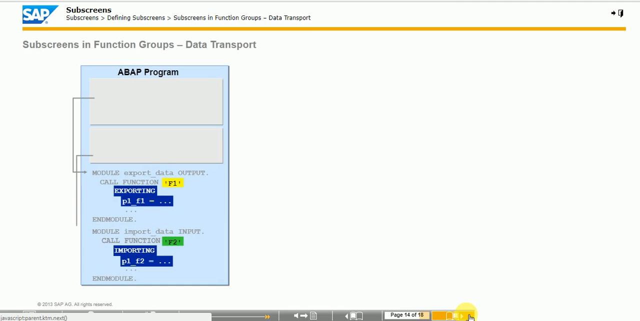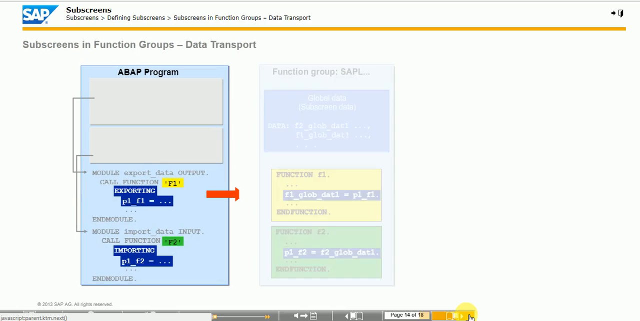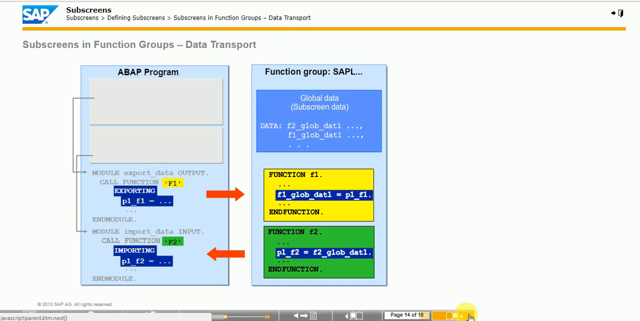To make the data from the calling program available globally in the function group, you must transfer the interface parameters from the function module into the global data fields of the function group and vice versa.